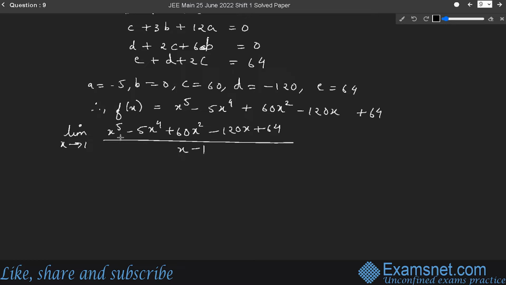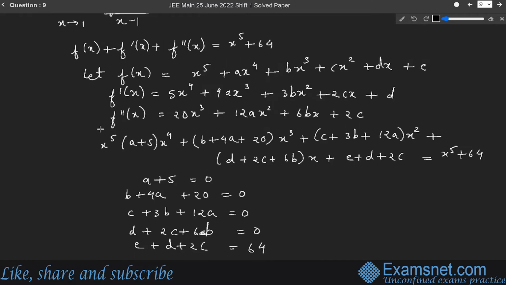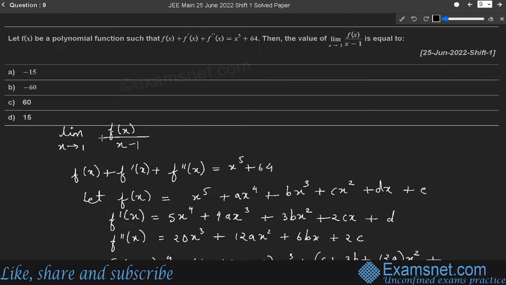So by using L'Hospital's rule, it will be limit x tends to 1, (5x^4 - 20x^3 + 120x - 120) divided by 1. So this will be equal to minus 15. Therefore, we can say that the correct answer for this question is option number A, which is minus 15. I hope this question is clear to you.